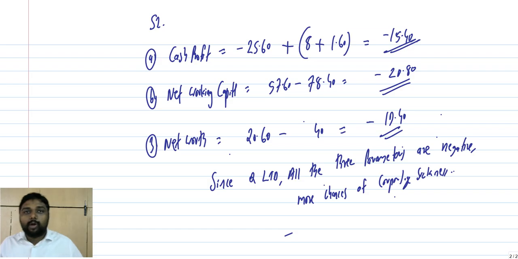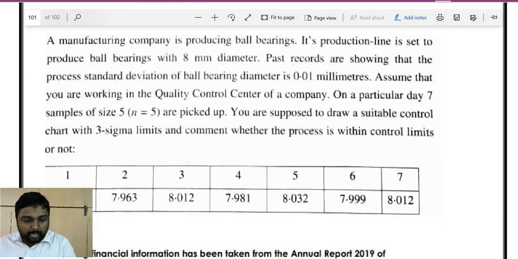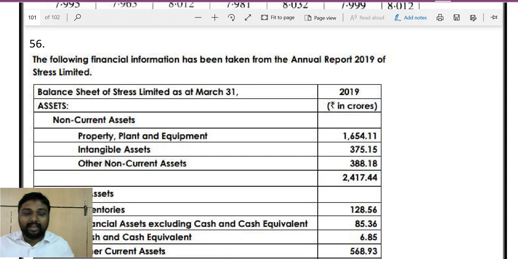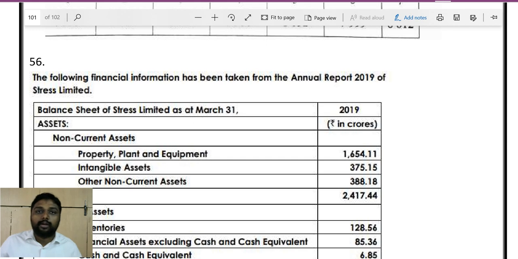So completed. Now we will do one previous year question which came from this area. Take your material, question number 56, page number 101. Are you ready?